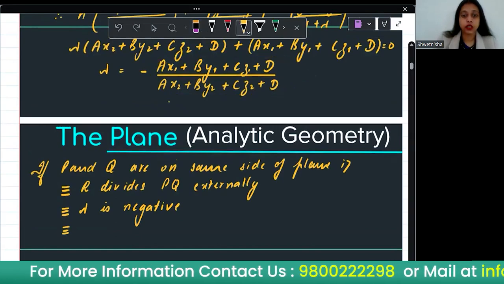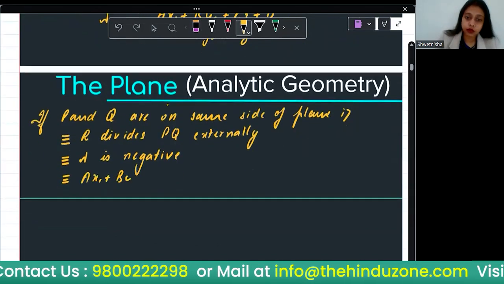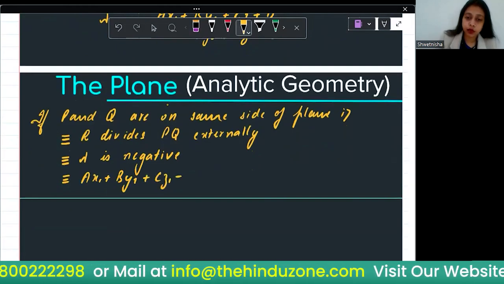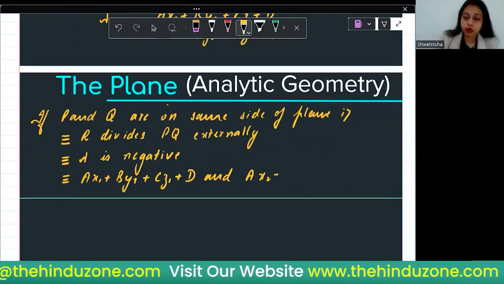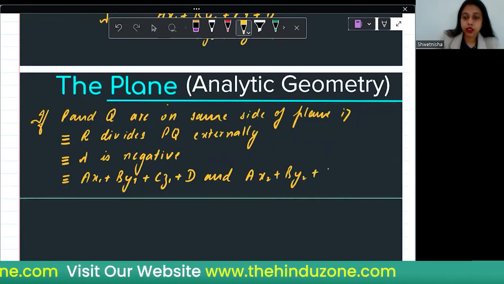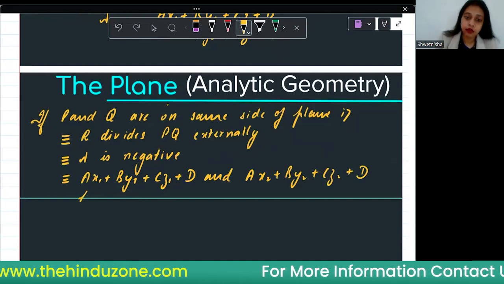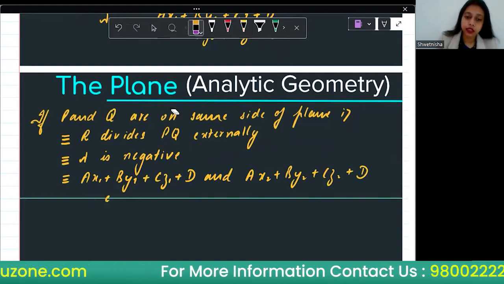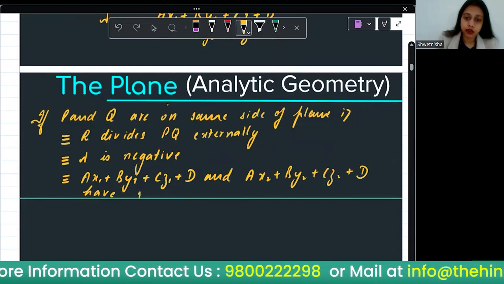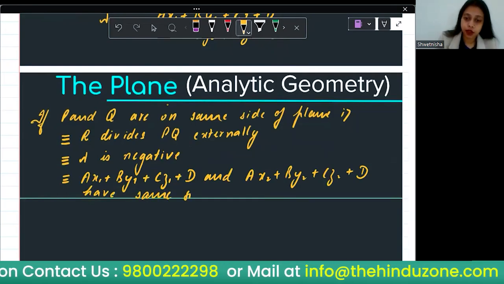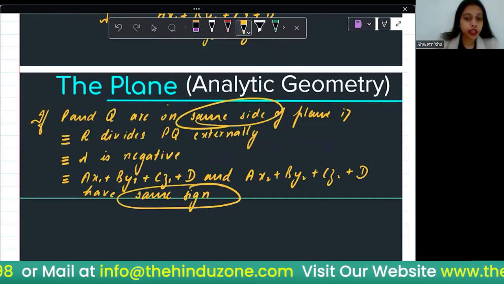So it implies AX1 plus BY1 plus CZ1 plus D and AX2 plus BY2 plus CZ2 plus D have the same sign. So if they are on the same side, these two expressions have the same sign.